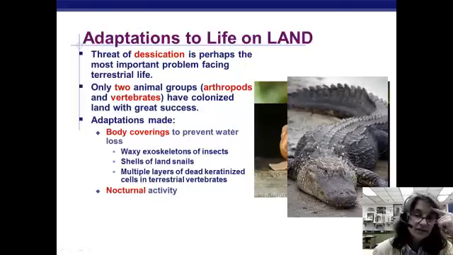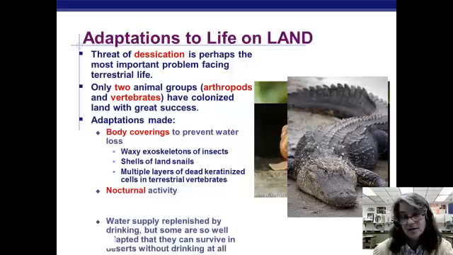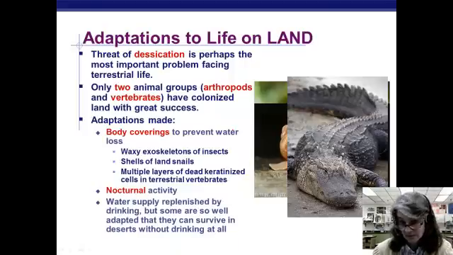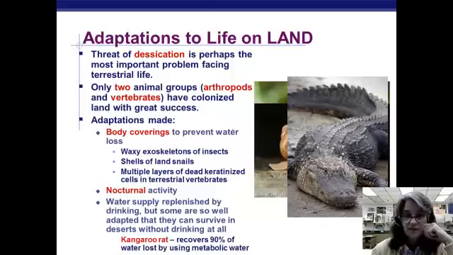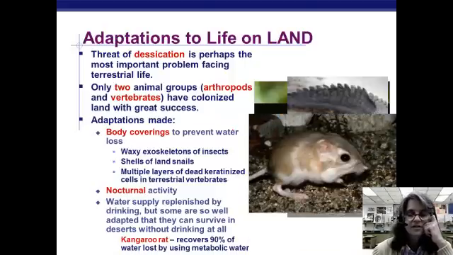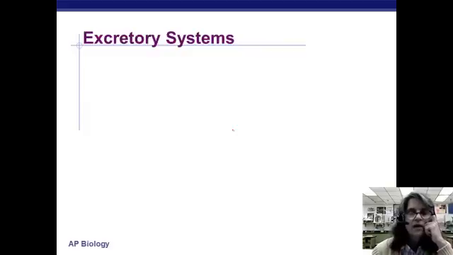Nocturnal activity. Many land organisms are active at night when the threat of drying out from the hot sun is not so severe. And of course, animals learn to supplement their water supply by drinking, though some animals are so well adapted to dry environments that they don't have to drink very much at all. And the kangaroo rat is a classic example. Cute little fellow.